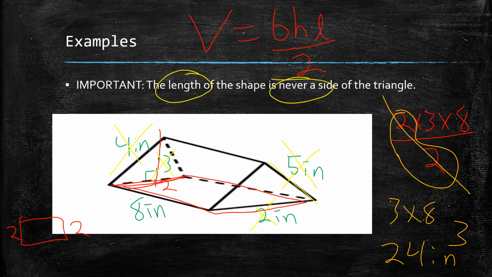So this is our last problem. If you have any questions, please message me. Make sure you find the base and the height of the triangle, and that the length is never a part of the triangle. It's the measurement coming off of it. So just keep that in mind. Write out your formula first with the numbers, and then you should be able to work this.